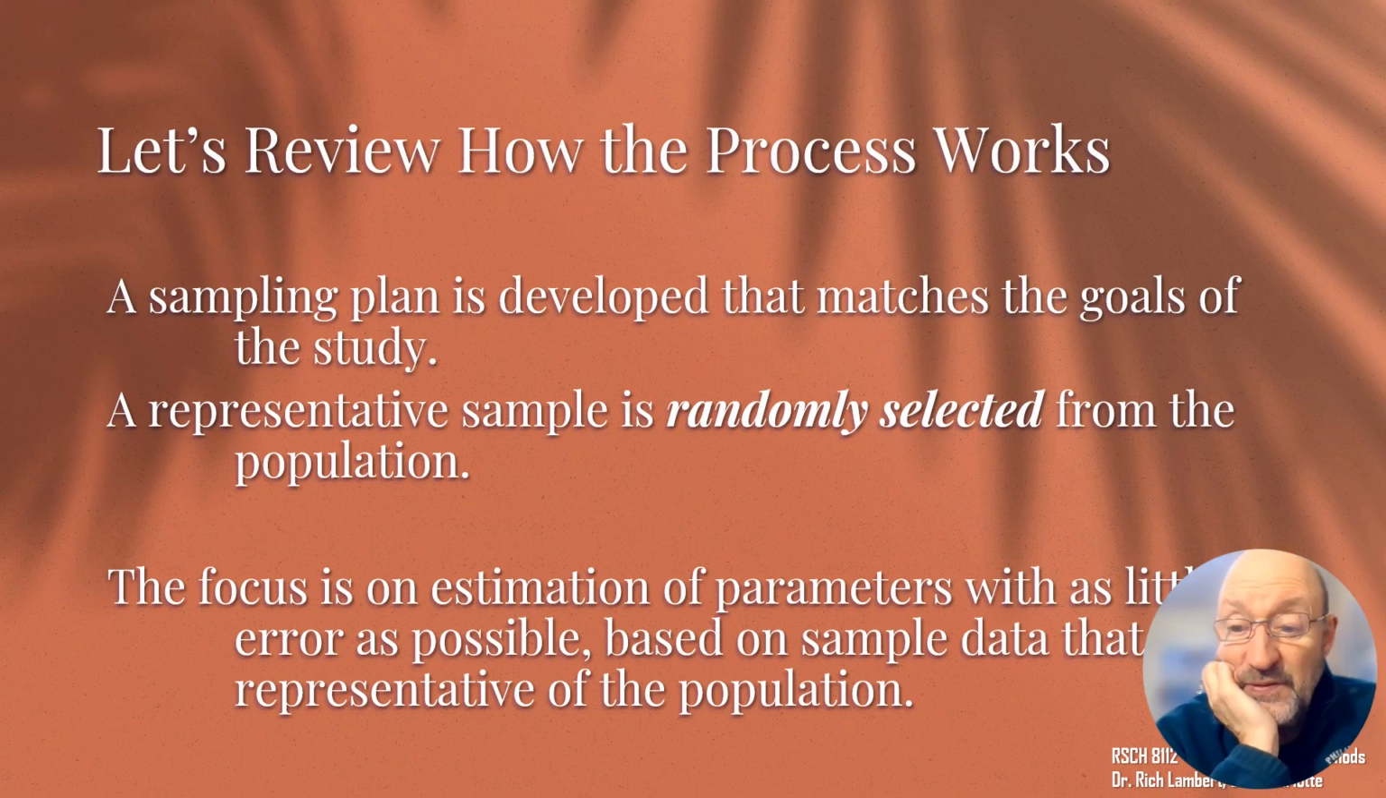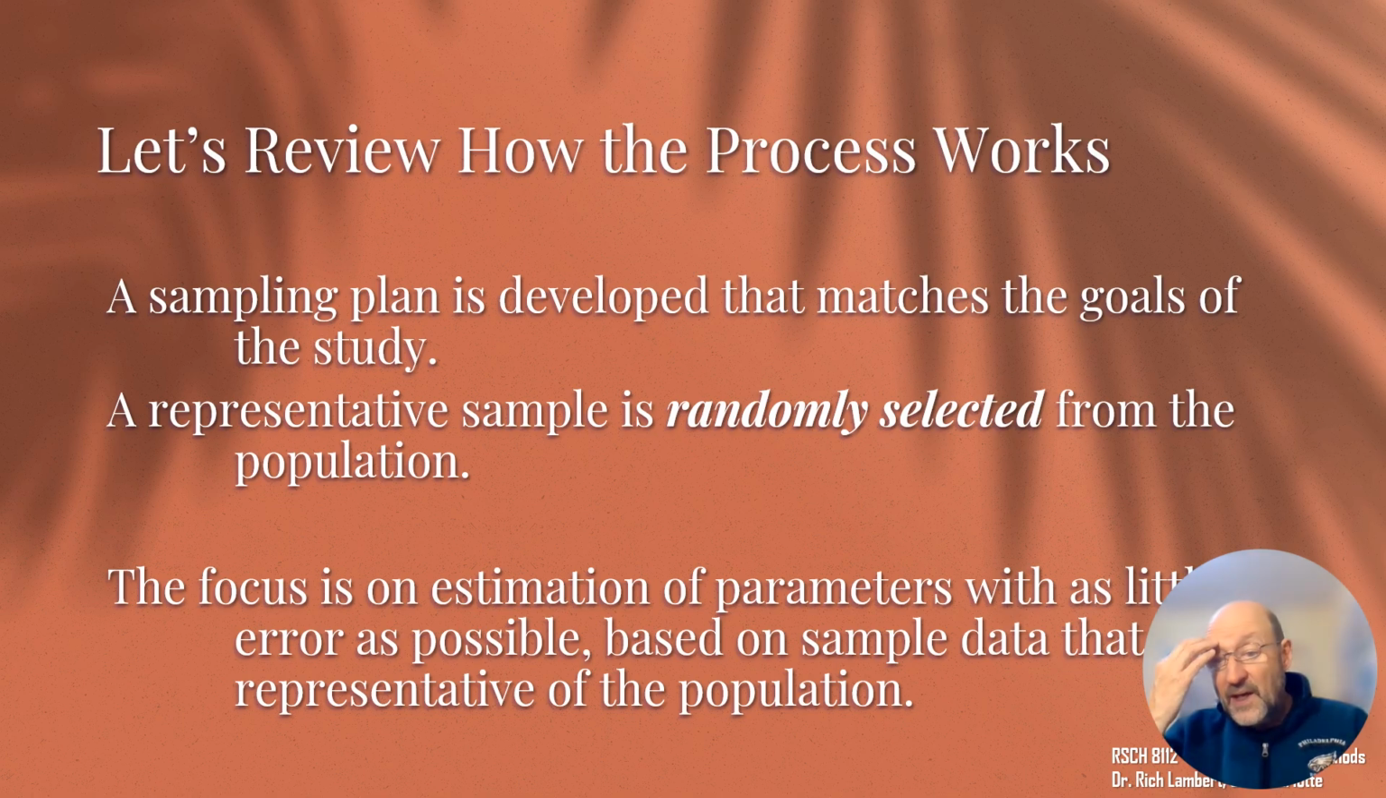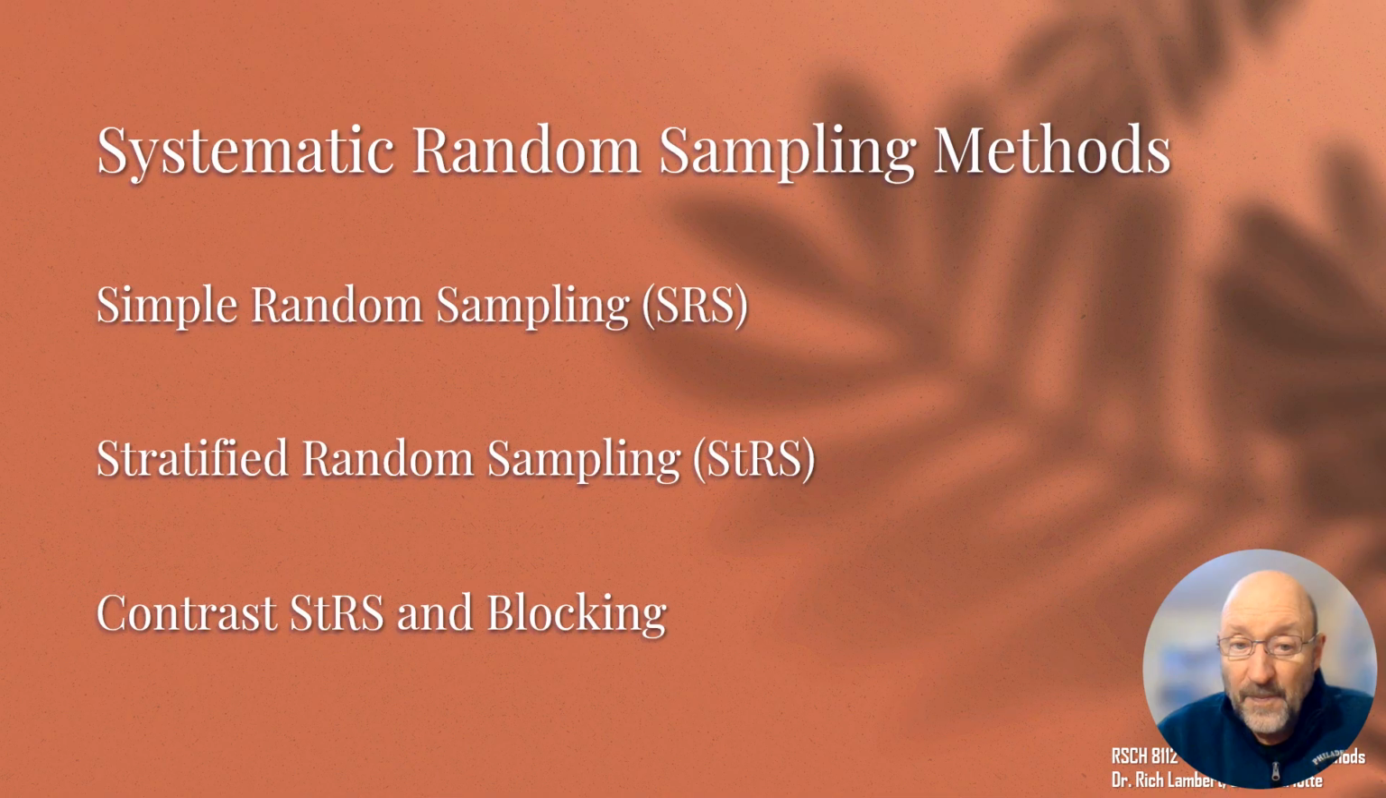The next step then is you develop a sampling plan that matches the goals of your study. And this sampling plan should include some kind of process where you are randomly selecting from the population a representative sample. And here, of course, as we always say, the focus is on the estimation of parameters with as little error as possible, based on sample data that you believe is representative of the population.